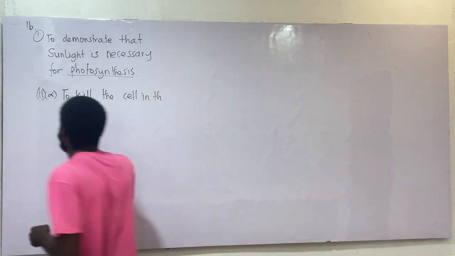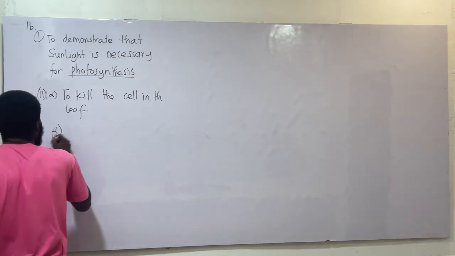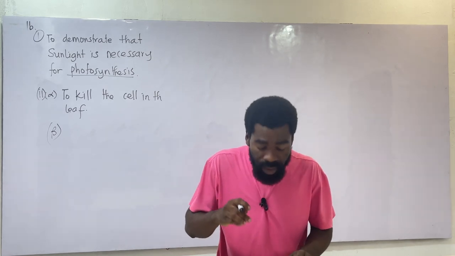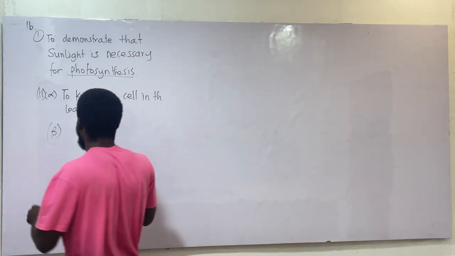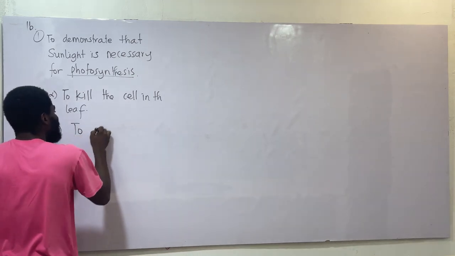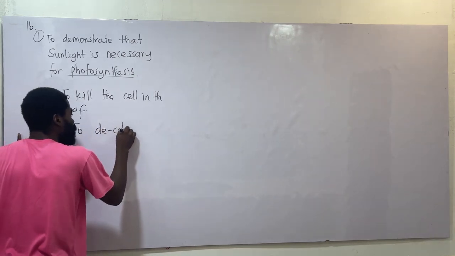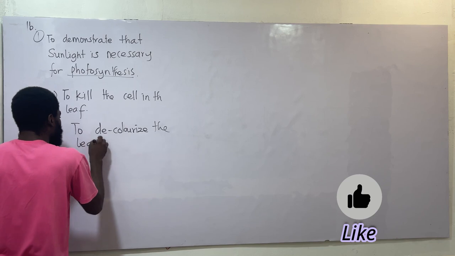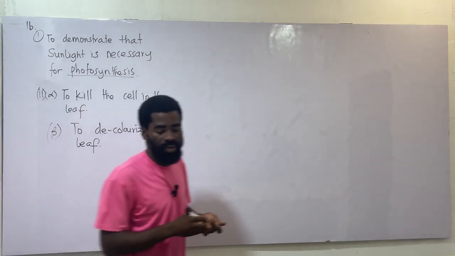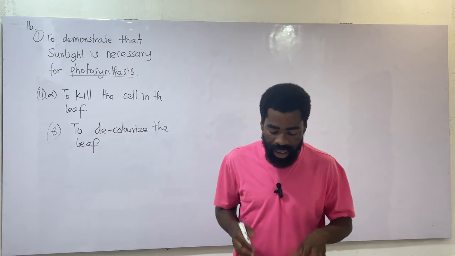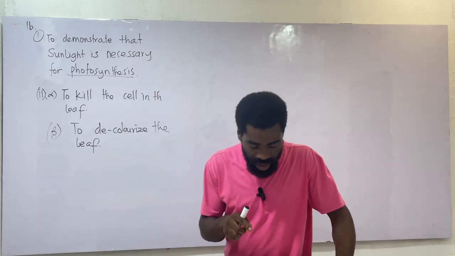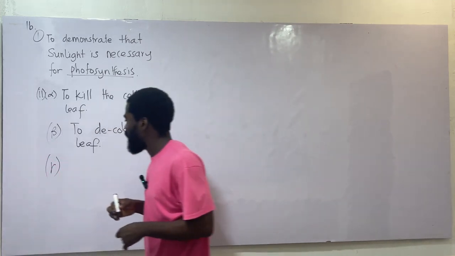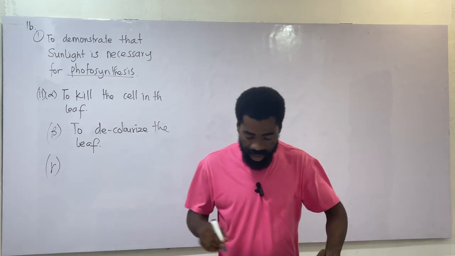Then the beta aspect of B II. It says, why the leaves were dipped in warm alcohol. The leaves were dipped in warm alcohol to decolorize the leaf. When we say to decolorize the leaf, that means to remove the what? The chlorophyll, which gives the leaf its green color. That is why we dip it in what? In alcohol.